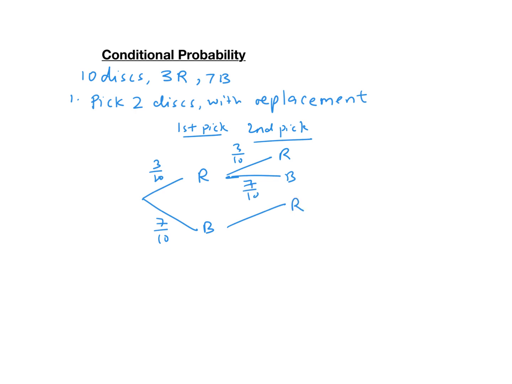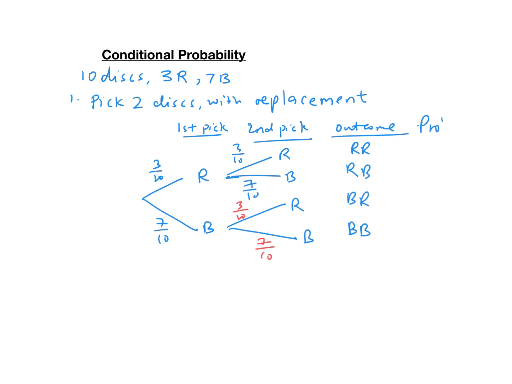And for the second pick, when you first pick a blue, what is the probability when you get a red? Again, it's still 3 out of 10. And for the second pick for blue is 7 out of 10. As you can see the outcomes here, we have red-red, red-blue, blue-red, and blue-blue.